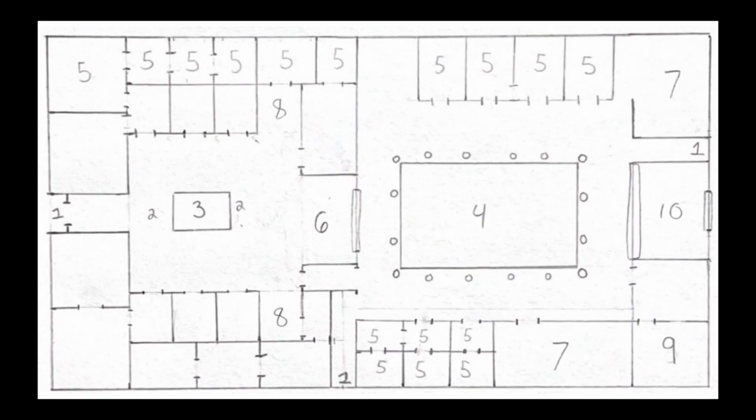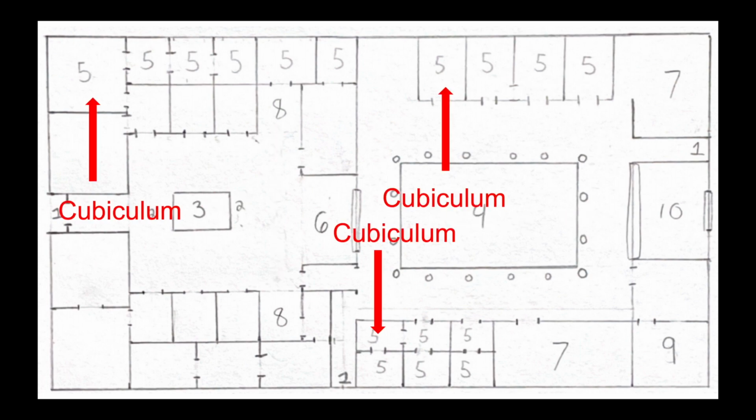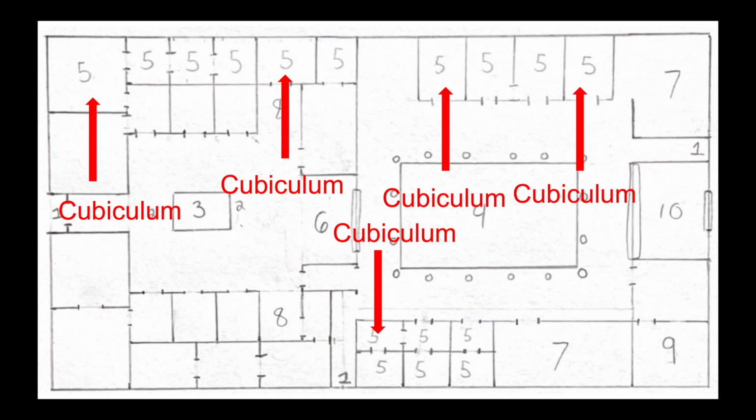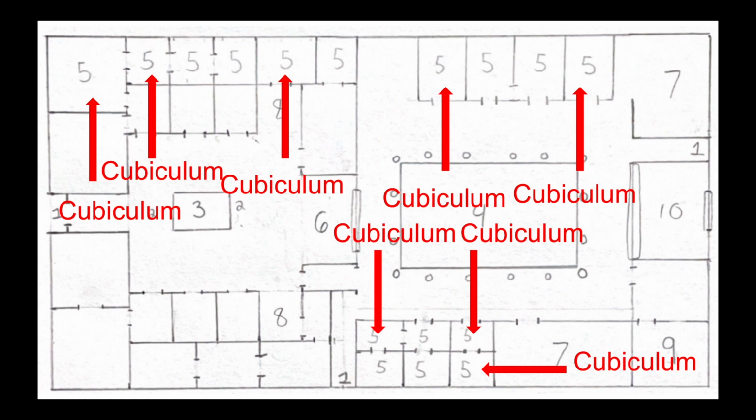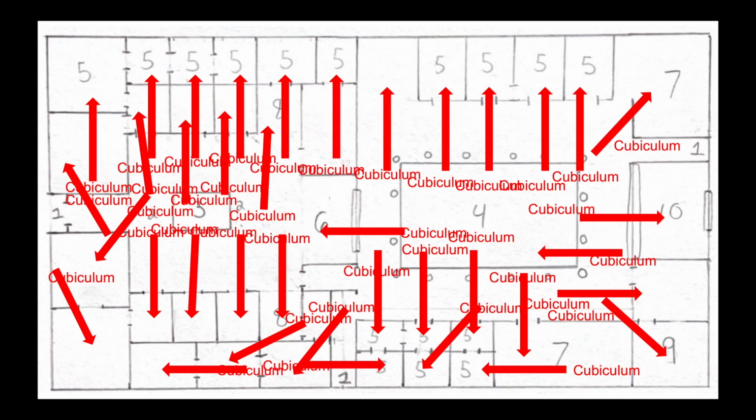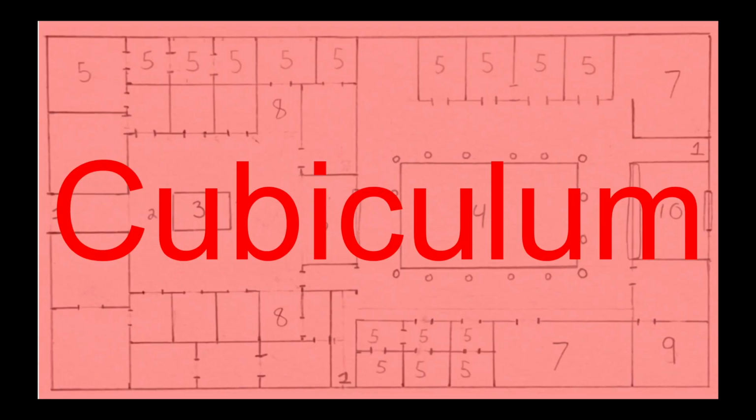When you look at the floor plan in our textbooks, you'll notice many rooms. We have an ostium, an atrium, an impluvium, a peristilum, a tablinum, a triclinium, some alae, an exedra, a cubiculum, a cubiculum, a cubiculum... Well, they're all just cubicula. The whole house is just a giant bedroom, really.